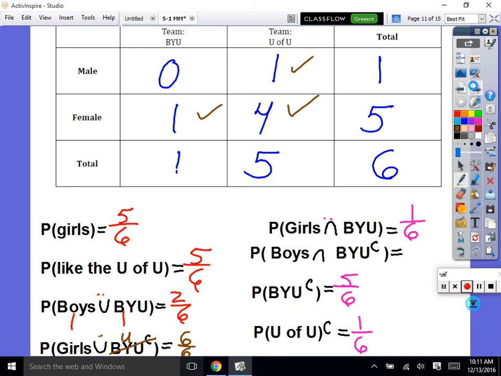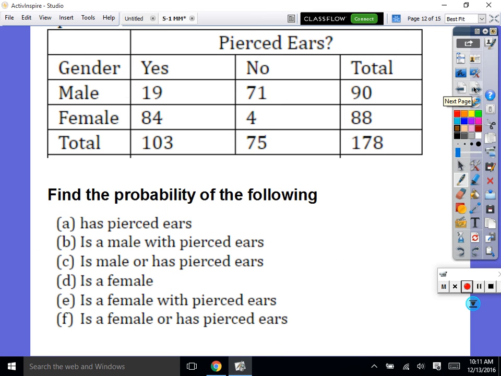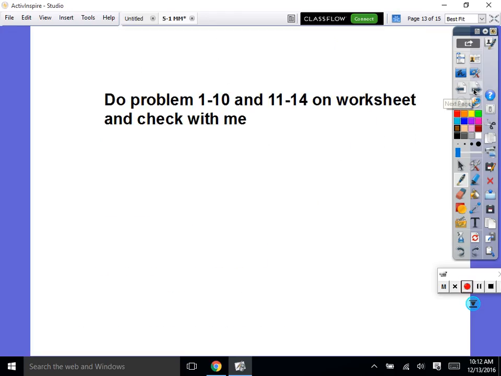Okay, so go to your worksheet. I don't think this one is on the worksheet, is it? Do you need more examples of that, or do you feel pretty good about it? Because I won't keep going if you feel good. Do you want one more? You guys are good? Okay. Then do problems 1 through 10 and 11 through 14 on the worksheet, and then check with me.